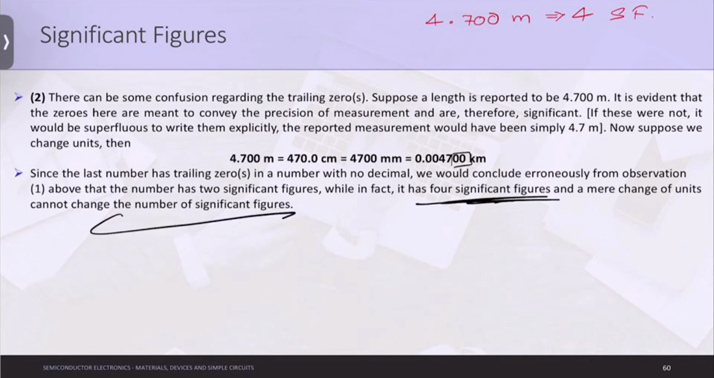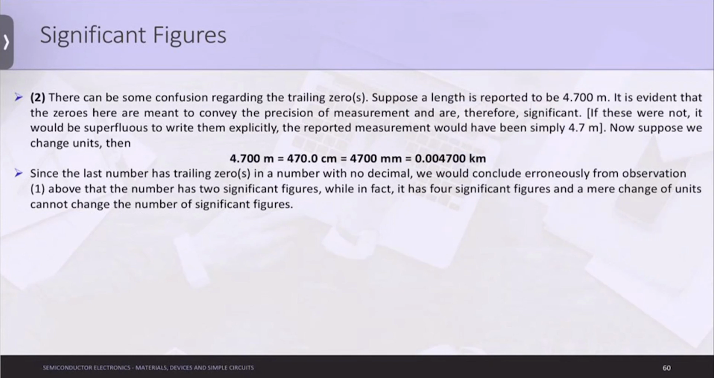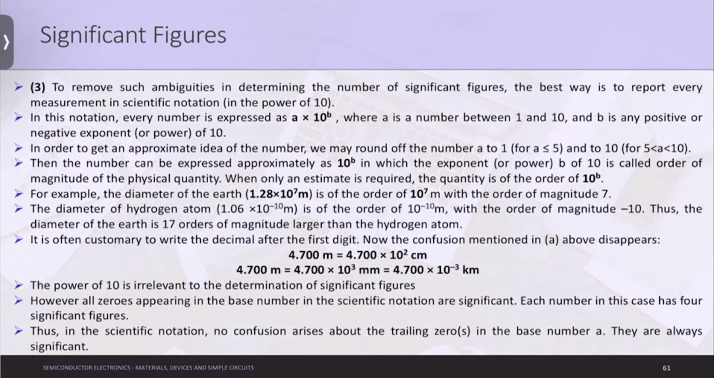Okay, so the basic crux again is this only, that you need to remember this rule, that there is no effect of change of units on the number of significant figures. Okay, fine then. So this thing is explained. I think there is nothing to explain here more. Let us try to go to the third example. Okay.